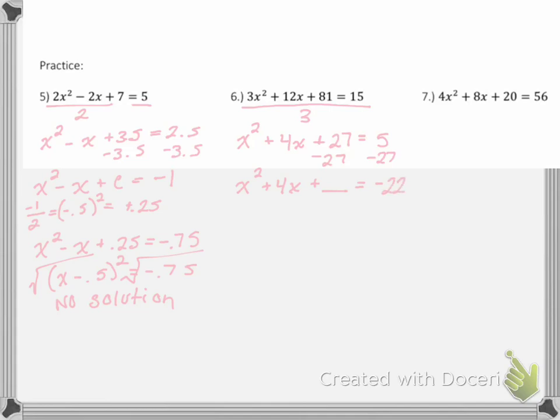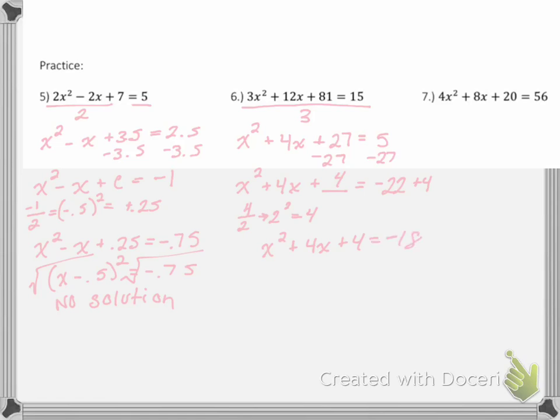And then I'll go ahead and find the b value, or not the b value, the c value. So I'll take 4, divide it in half, which gives me 2. Square it gives me 4. So what I need to do is add 4 to both sides. So I get x squared plus 4x plus 4 is equal to negative 18.